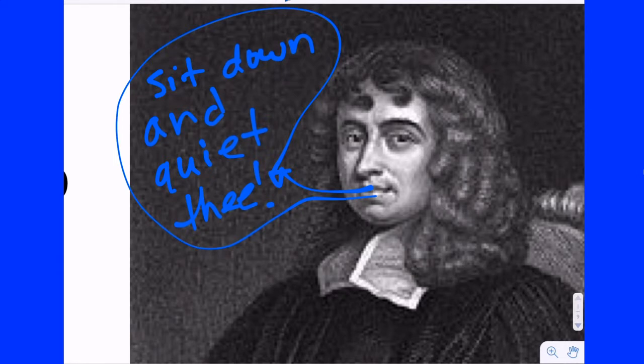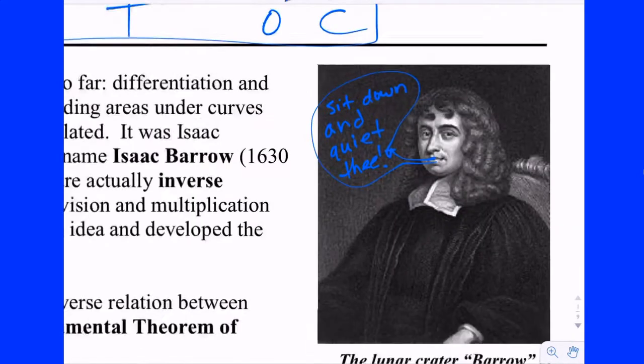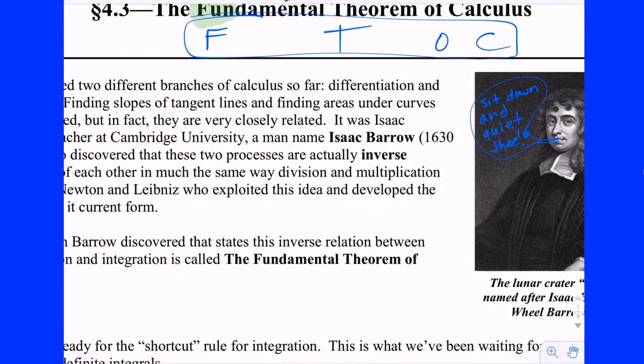There you go. This is Isaac Barrow, and he was Isaac Newton's teacher at Cambridge University, okay? So how would you like to have Isaac in your class, right? Every mistake you make, Isaac standing up, saying, nope, no, you're wrong there. And so sit down in quiet tea. I don't know.